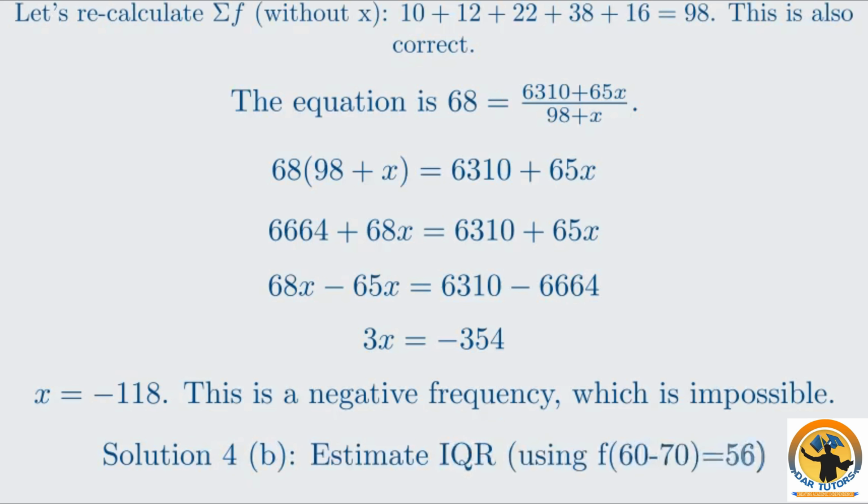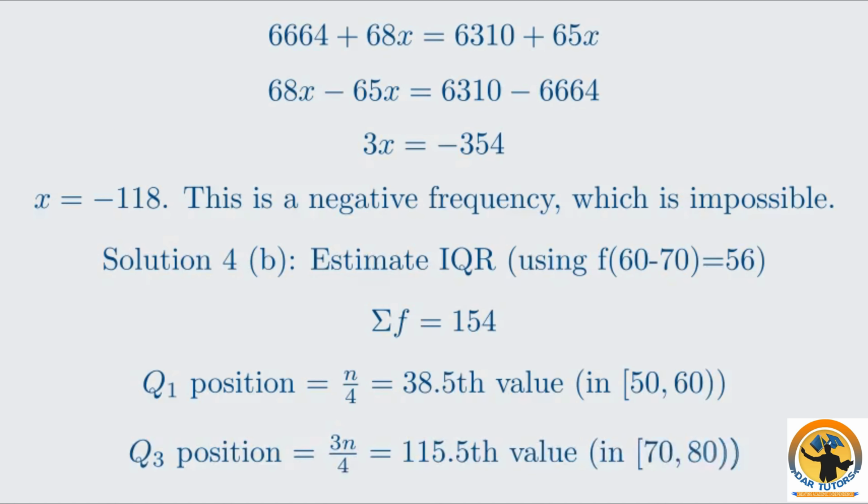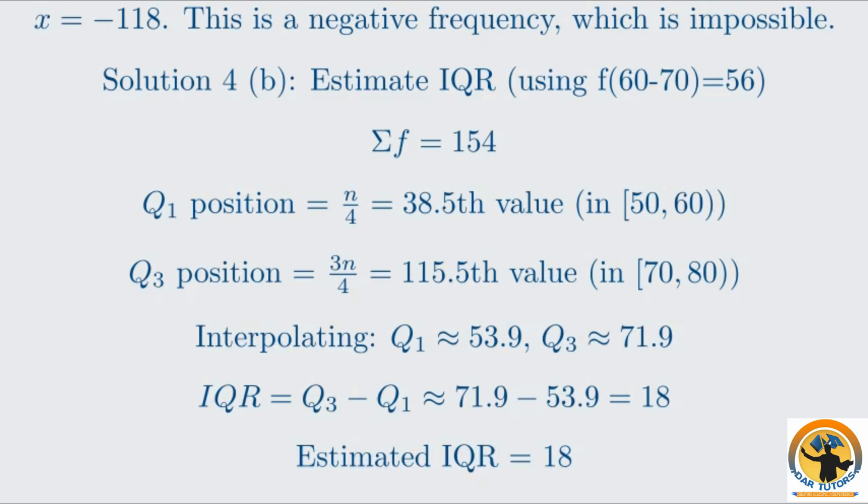For part B, estimating the IQR, we'll proceed using the calculated frequencies from the histogram. Total frequency n is 154. We need the 38.5th value for Q1 and the 115.5th value for Q3. These fall into the 50 to 60 and 70 to 80 intervals respectively. Using interpolation, Q1 is approximately 53.9 and Q3 is approximately 71.9. The estimated IQR is 18.